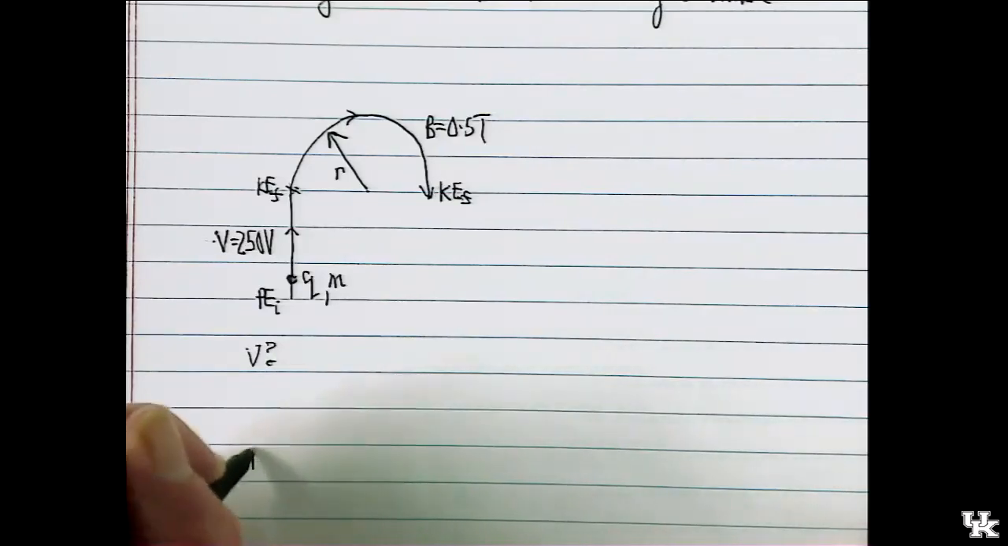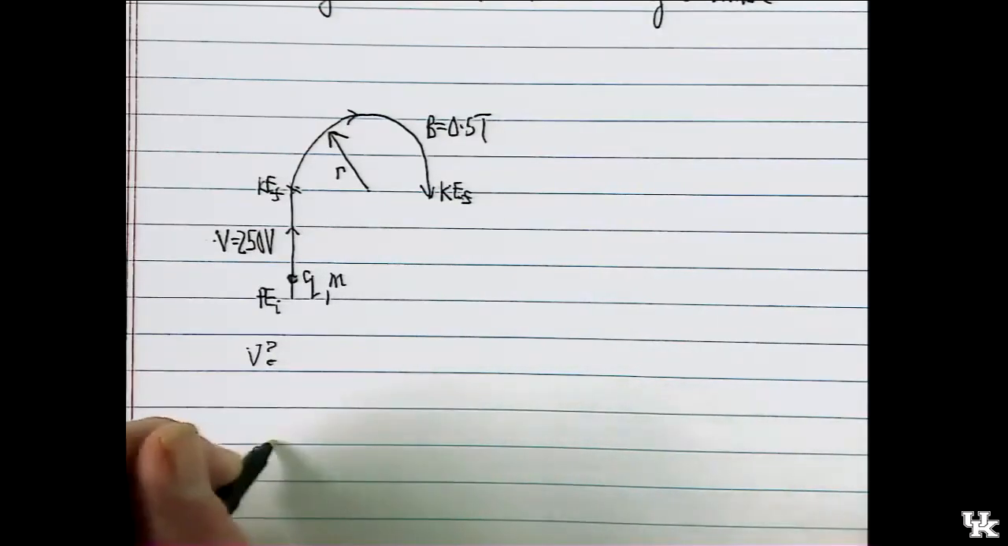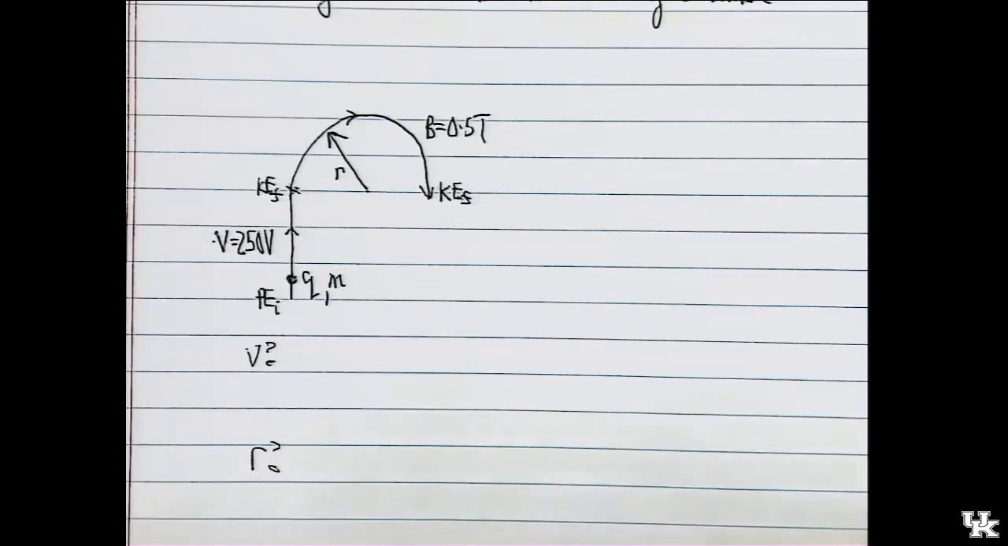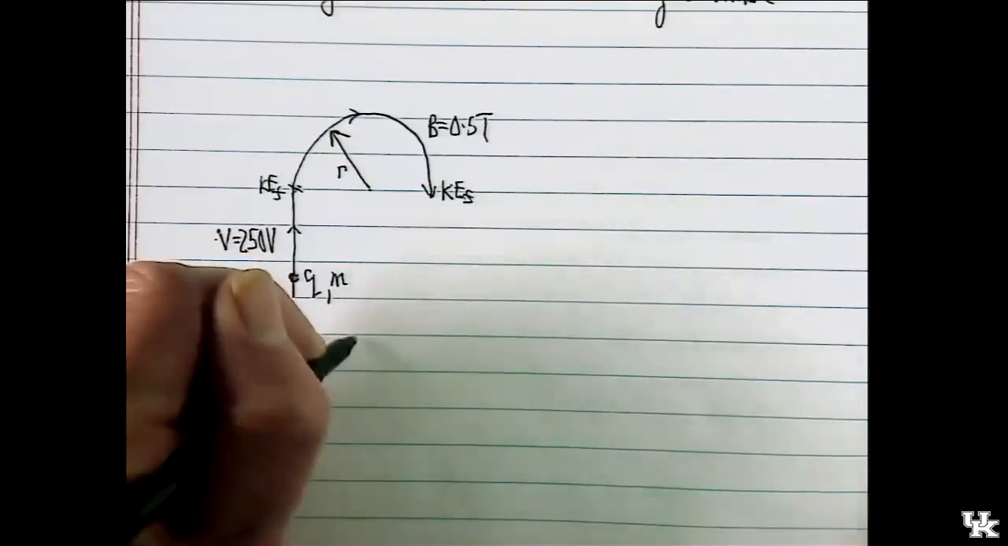And then finally, we'll find R by thinking about the circular motion in the magnetic field. Given we know the speed of the circular motion, we'll be able to find the radius of the circular motion. Okay, so there was a lot of words, sorry.